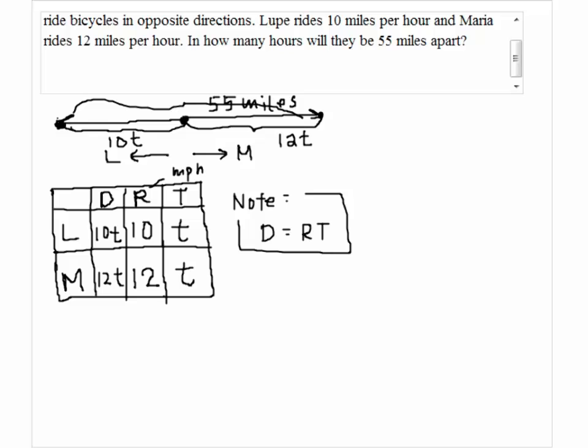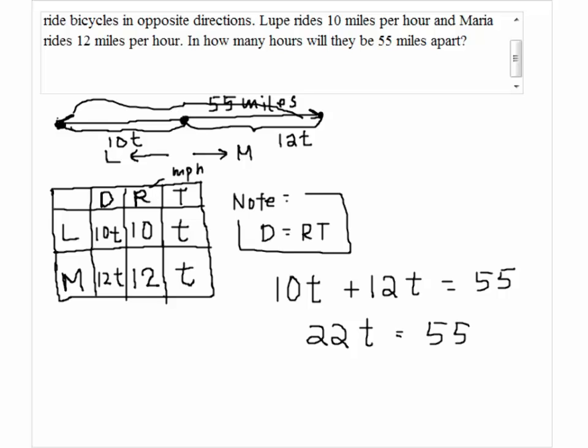By looking at the picture, we can construct the equation 10t plus 12t equals 50 miles. So 10t plus 12t equals 22t, which is 50. By dividing both sides by 22, we get 2.5. So in 2.5 hours, they are 50 miles apart.